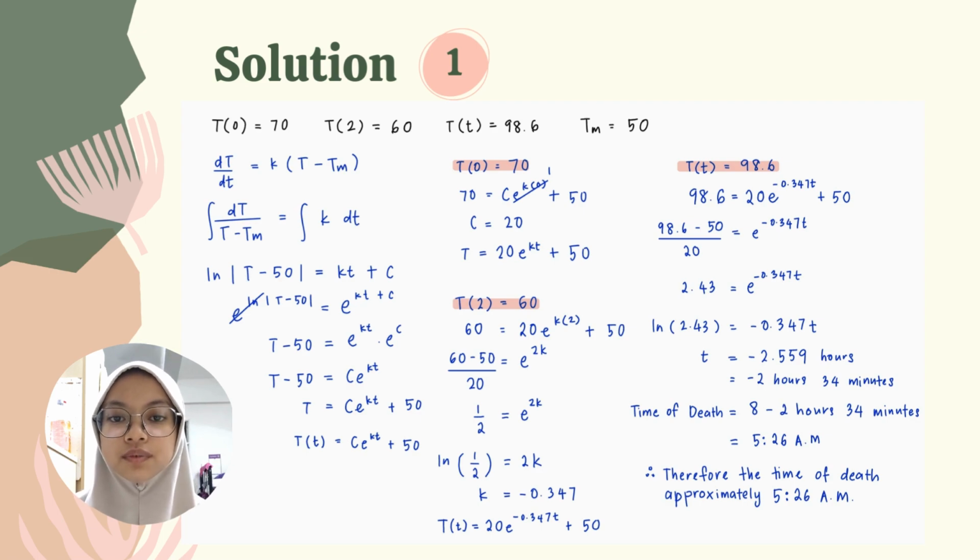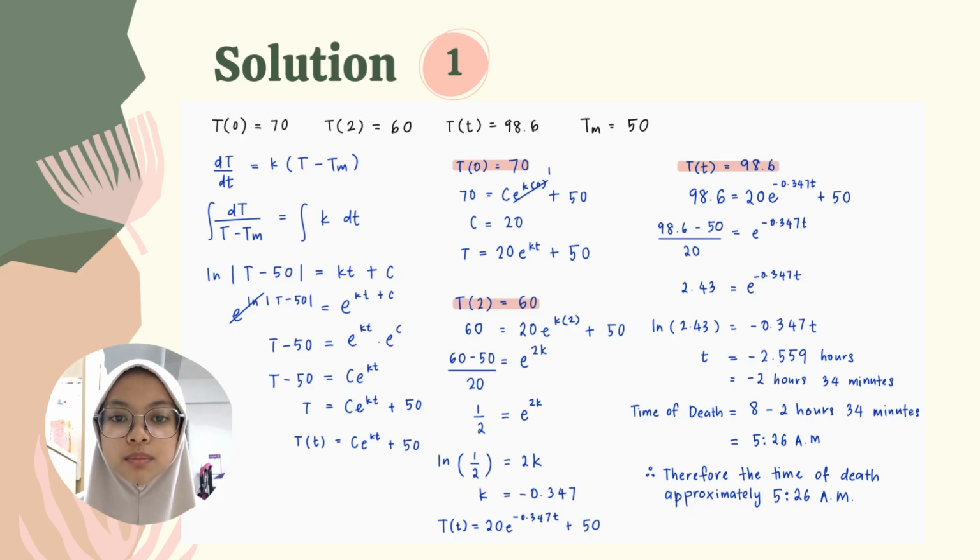Next, substitute Tm in the differential equation to solve for capital T using the method of separable variables. Thus, the temperature at any time t is given as T of t equals Ce to the power of kt plus 50. To find C, we use T of 0 equals 70. Therefore, C is 20. Next, to find the value of k, we use T of 2 equals 60. Therefore, k is approximately equal to negative 0.347. Now, the equation of the temperature is given by T of t equals 20e to the power of negative 0.347t plus 50.